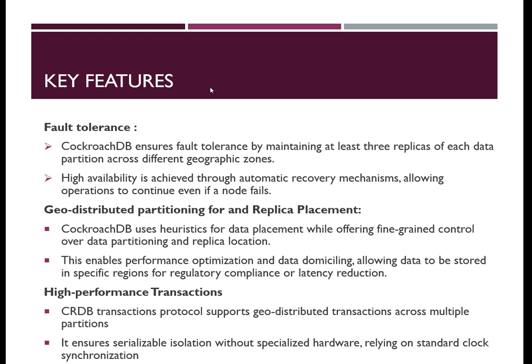Fault tolerance is achieved by replicating data across at least three geographical zones, with the architecture distributing at least three replicas across the geographical zones. Even if one fails, the system continues to function without any interruption, without any downtime. Also, the automatic recovery mechanism ensures that the failed nodes are replicated and seamlessly synchronized.